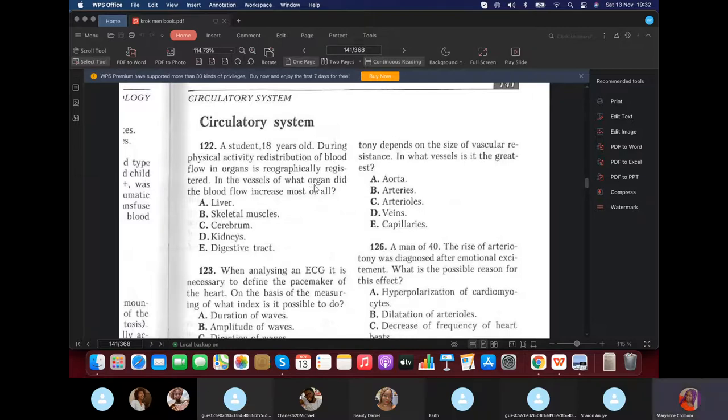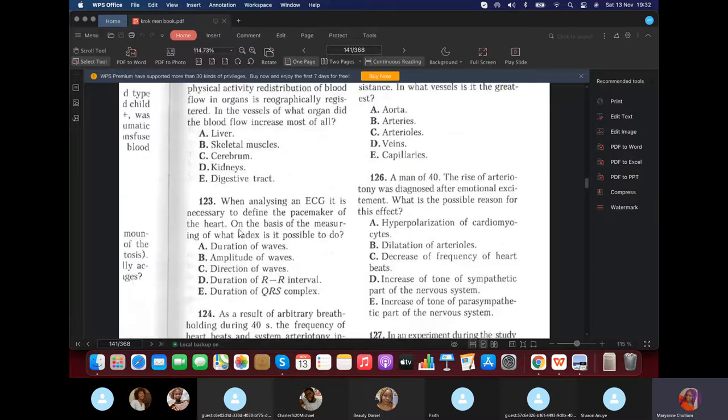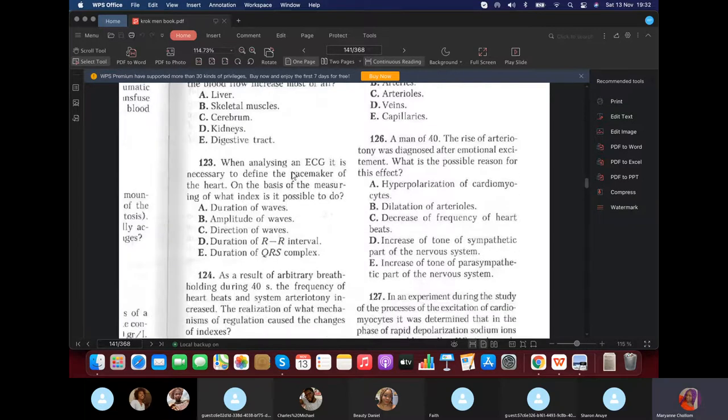Because they're asking in the vessel of what organ did the blood flow increase the most? So of course it's skeletal muscle because of physical activity. But if it was mental activity, it would be the brain or cerebrum. Yes? Good. When analyzing an ECG, it is necessary to define the pacemaker of the heart.